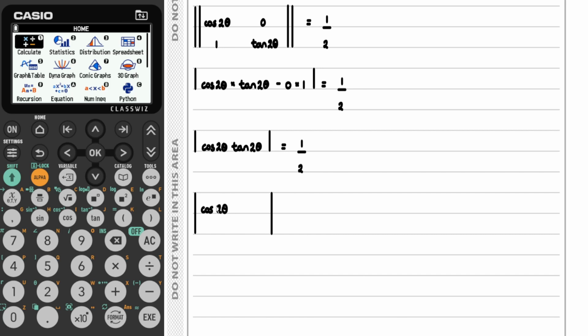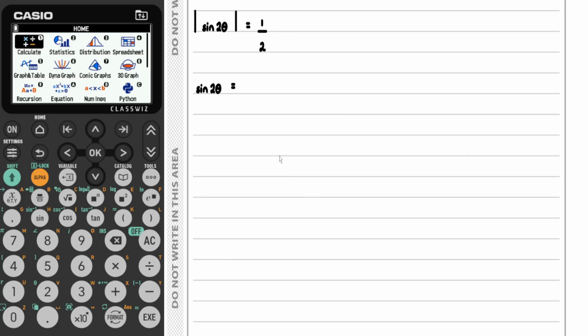So I've got the magnitude of cos 2θ multiplied by tan 2θ, which is the same as sin 2θ over cos 2θ, and this is equal to 1/2. Cos 2θ over cos 2θ is 1, so we have the magnitude of sin 2θ equaling 1/2. So we've got sin 2θ, which is equal to plus or minus 1/2, and we need to solve this between 0 and 360 degrees. Here we've got a 2θ, here we've got a θ.